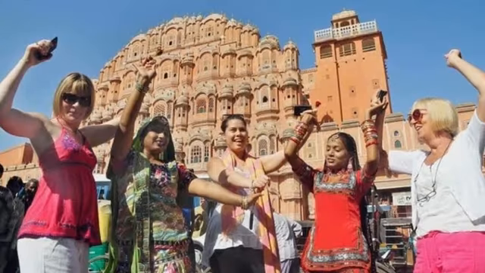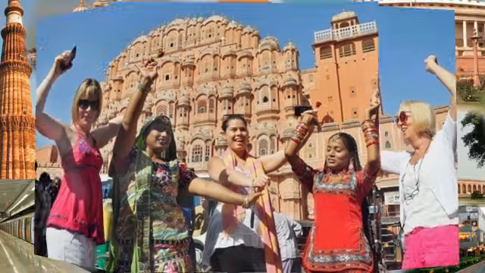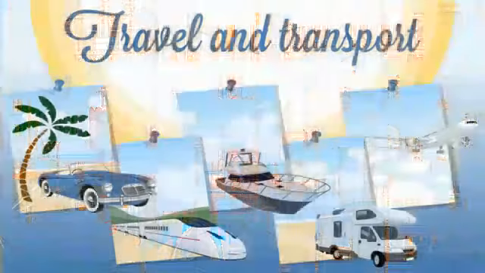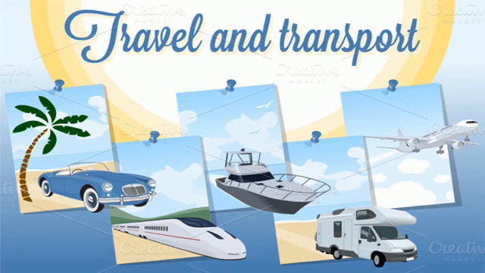Observe these pictures, children. We can see different tourists and tourist places. These are different tourist places. We use different means of transport to travel to different countries or different tourist places.